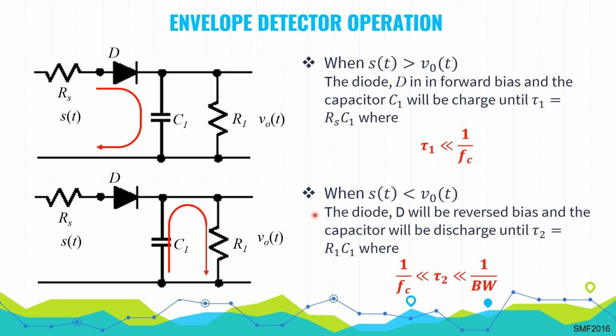2. When the input signal is less than the output voltage, the diode is reverse biased and the capacitor discharges with a time constant tau sub 2 equals R sub 1 times C sub 1, where tau sub 2 is between 1 over F sub C and 1 over BW. This charging and discharging process ensures that the output voltage, V sub O of t, follows the envelope of the modulated signal, effectively recovering the original information signal.